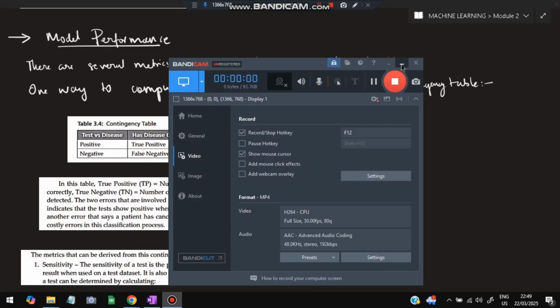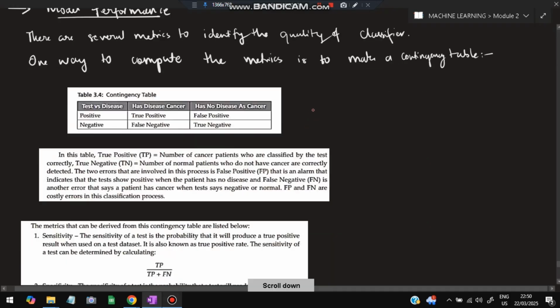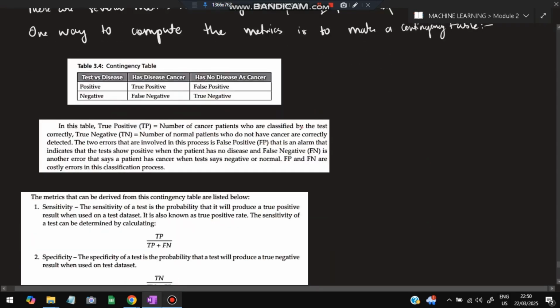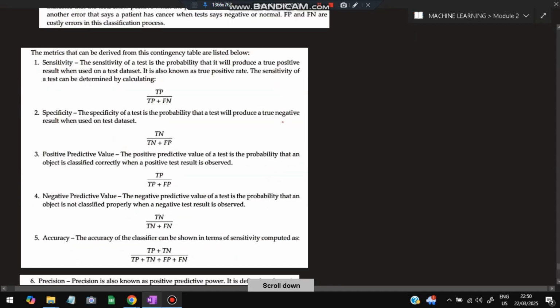Okay. So these are the different outcomes we will be using: true positive, true negative, false positive, and false negative. If you want more information, you can read this part. Okay, here it will be made more clear. Now there are seven or eight methods we'll be using to calculate the performance.